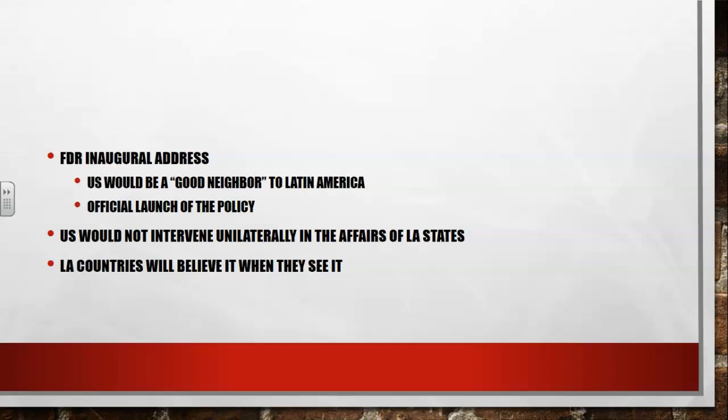Great Depression. And when he comes in, in his inaugural address in March of 1933, he's going to outline his Good Neighbor Policy. He's going to state that the United States is going to be a good neighbor to Latin America. Now, this is going to be the official launch of the Good Neighbor Policy. And now, in the Good Neighbor Policy, he's going to state that the United States is not going to get involved in the internal affairs of Latin American states. What Latin American states are doing domestically is their own concern.